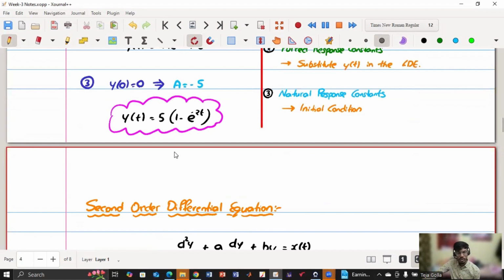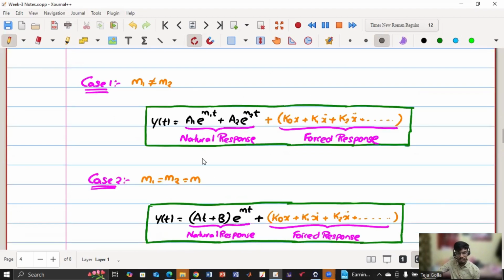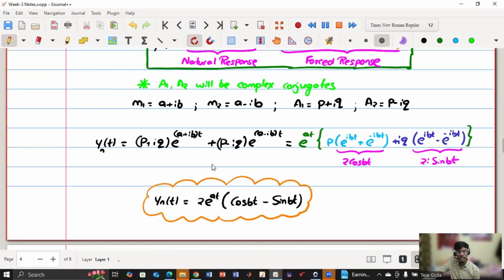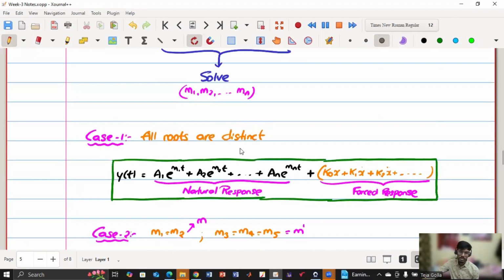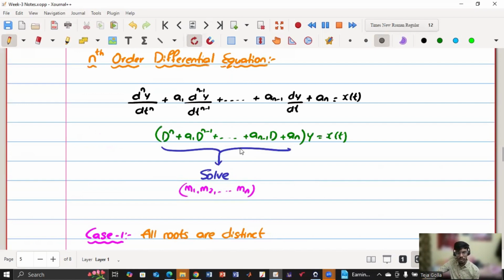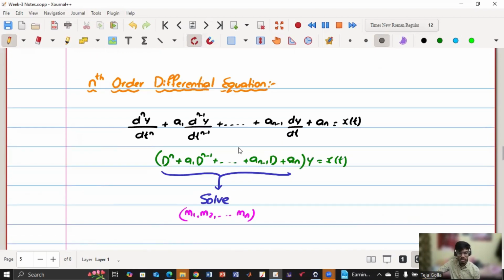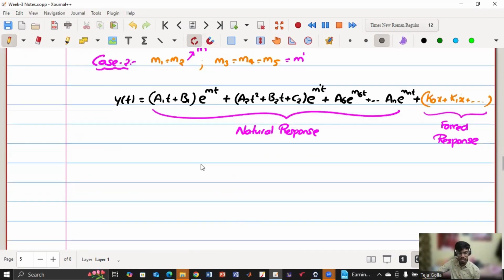Then we have solved two problems to understand the concept and to learn how to apply the learned concept in problems. Then we have gone to second order differential equation. We have seen three case studies, and then nth order differential equation. Although in the exam it will not go above second order, one should have the knowledge of how to solve the nth order differential equation. So we have covered this aspect also.